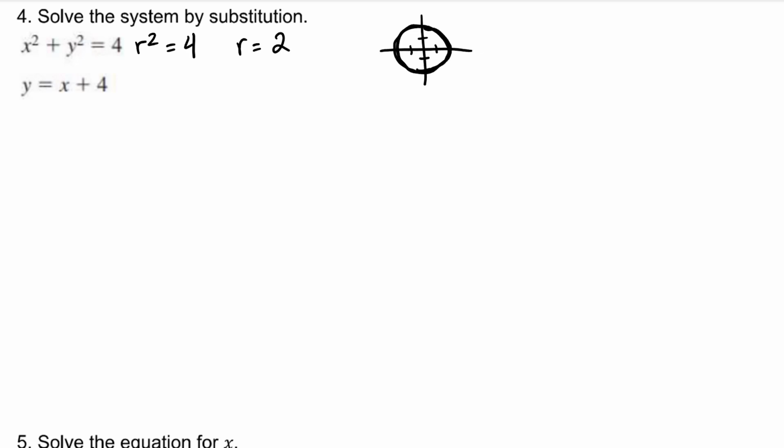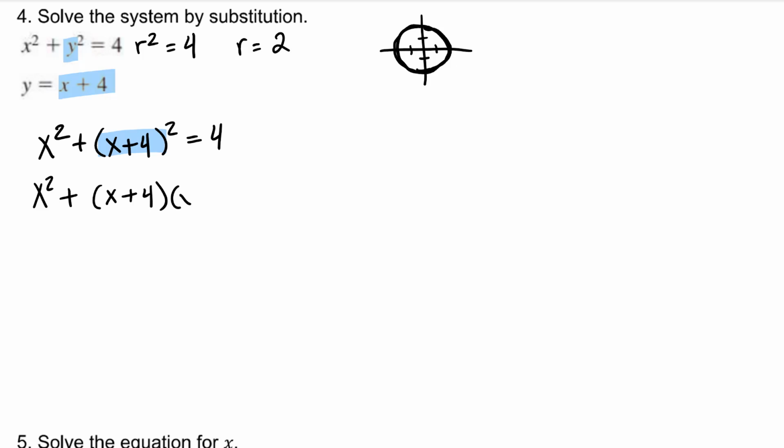And here we have the line y equals x plus 4. Go ahead and substitute x plus 4 in for y in our first equation to solve by substitution. Remember that x plus 4 squared is x plus 4 times x plus 4, and you'll need to use double distribute or box method to simplify this.